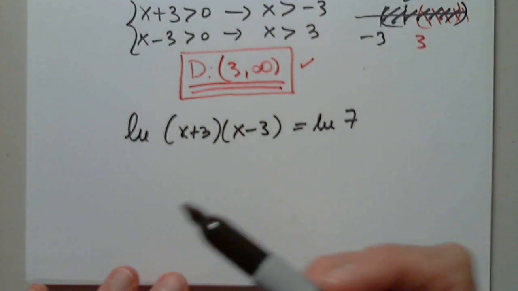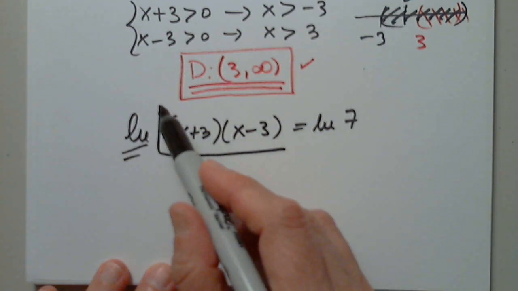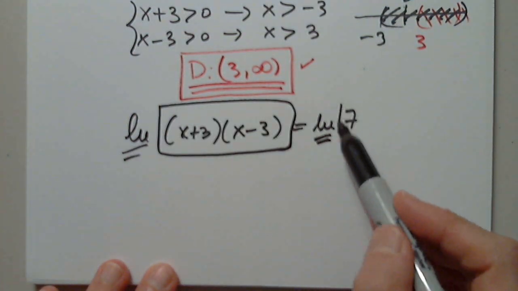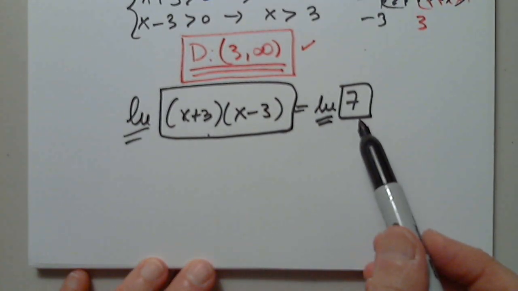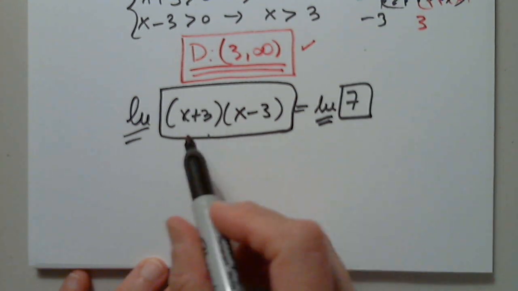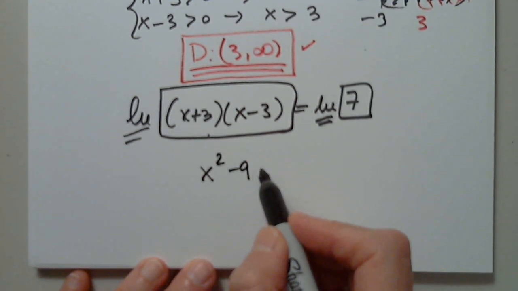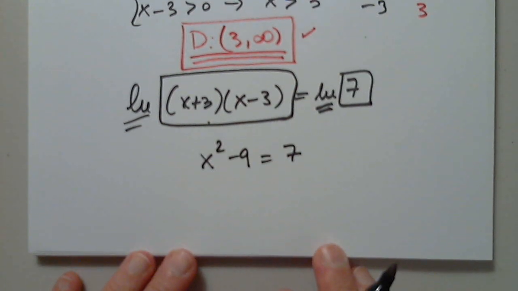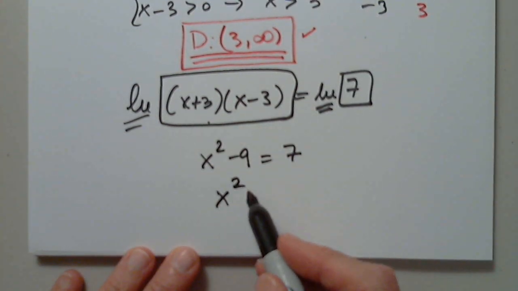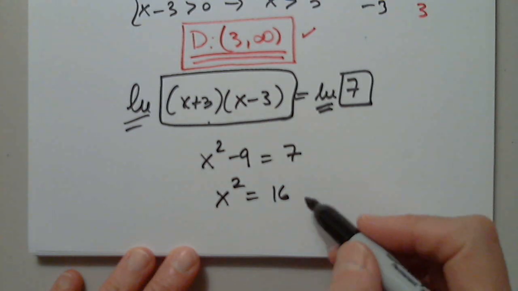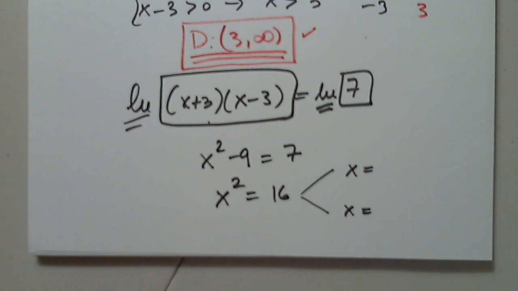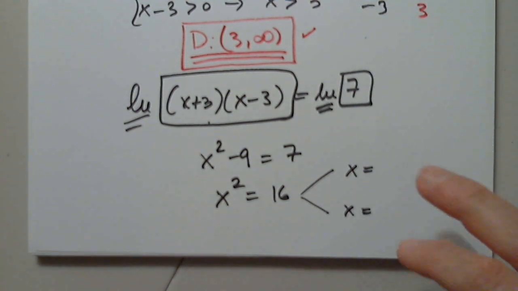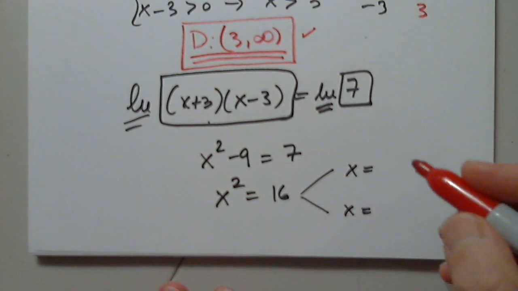And finally, log of this number equals log of this number. This will only happen if this equals that. When I multiply, I have x squared minus 9 equals 7. This must be the case. Or x squared equals 16. Now we know how to solve this. It's quadratic. Can anyone give us the two solutions of x squared equals 16? Since it's quadratic, I have to get two solutions.